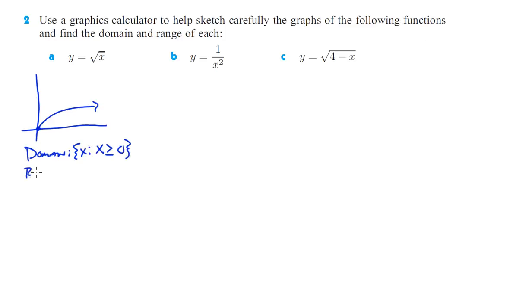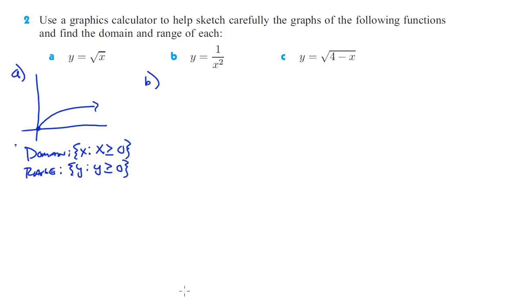And then the range, we've got y such that, and then again we start here at 0, and it's going up and up and up. So y is greater than or equal to 0 as well. Okay, that was A.